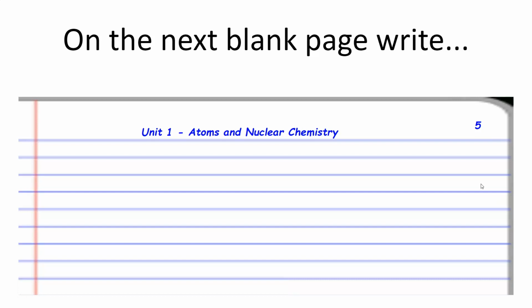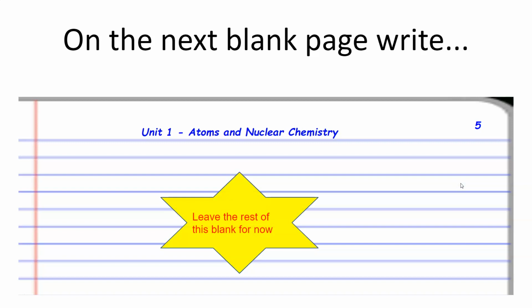So you skip 2 pages, and on the next blank page, which should be page number 5, you're going to write the title of the unit. This is your unit title page. So this is Unit 1, Atoms and Nuclear Chemistry. If you need to, go ahead and pause, write the title and the page number on the top. Okay, leave the rest of this blank for right now.